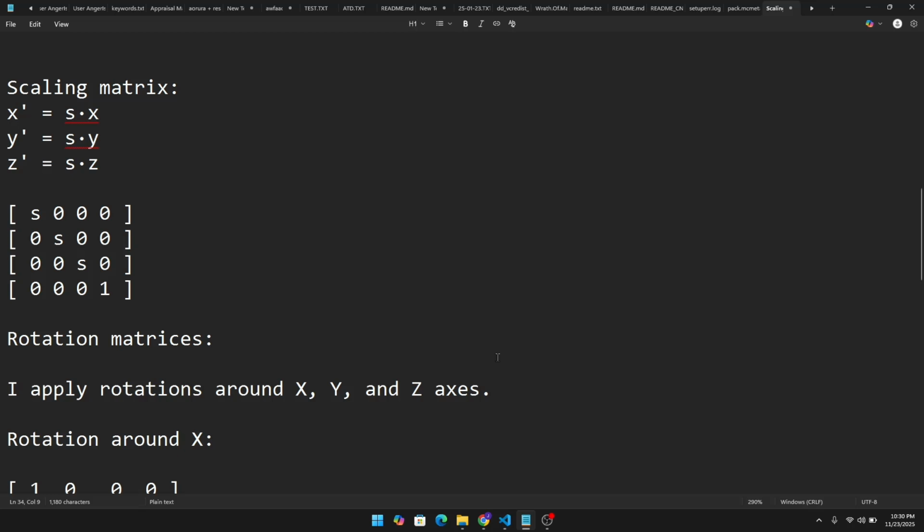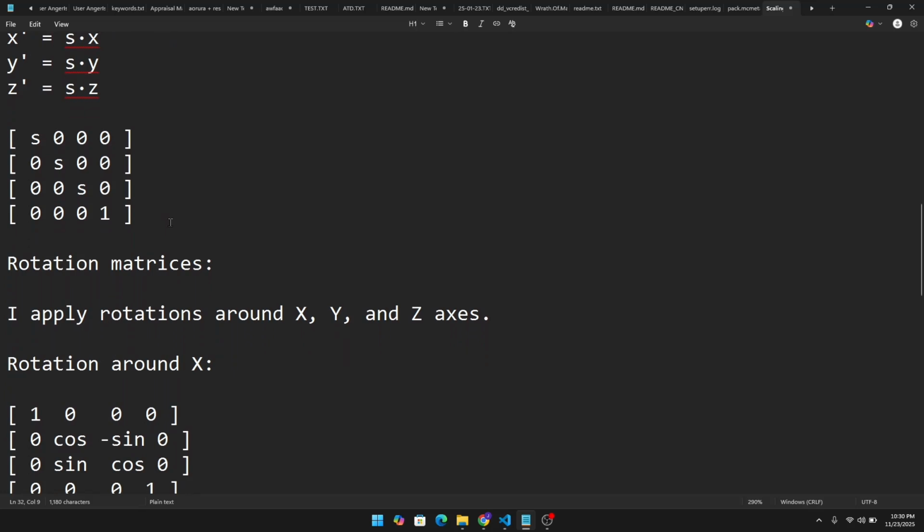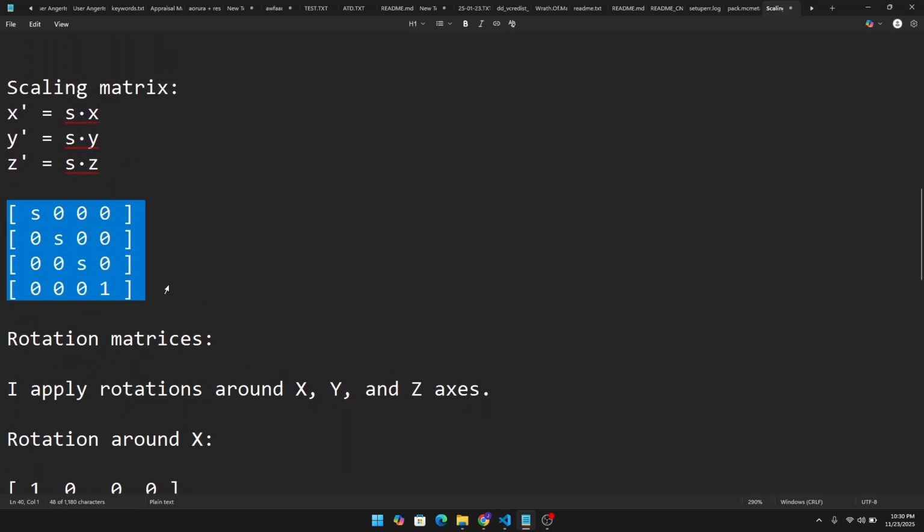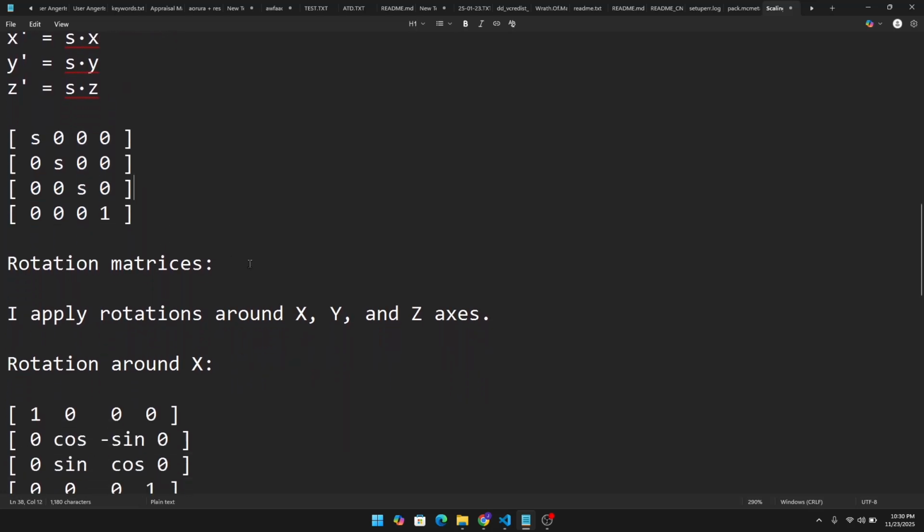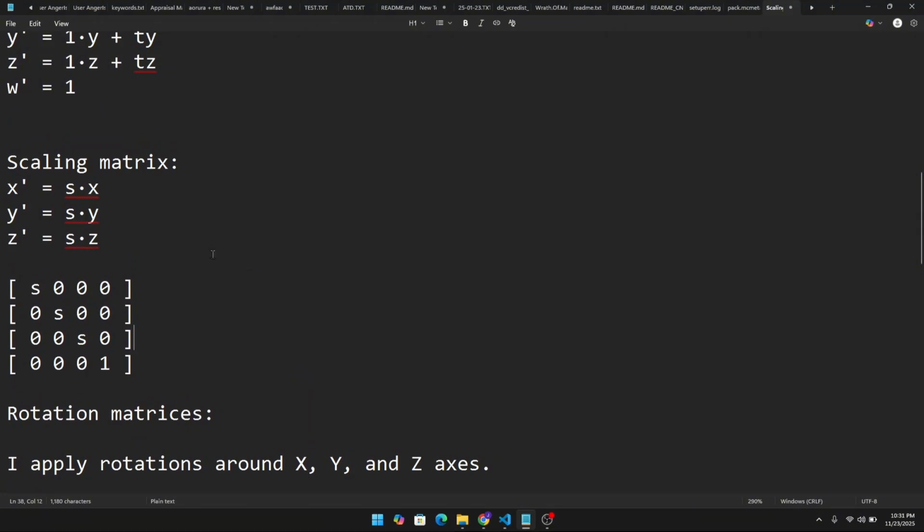So, scaling. Uniform scaling changes each coordinate by a single factor s. So x equals s times x, y equals s times y, z equals s times z. This will be the matrix, and it stretches or shrinks the cube around the origin.